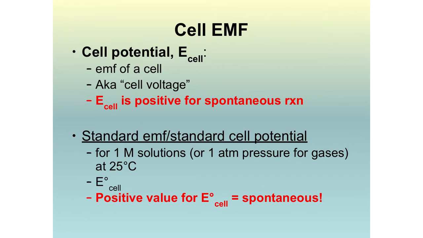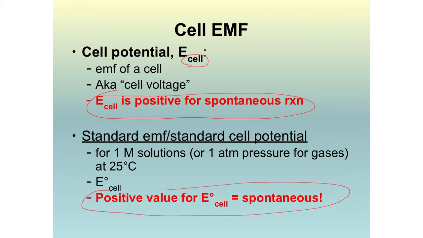Before we get to our examples, just a note on notation. So E is going to be the voltage, and then sometimes you'll see cell written there. That would be the overall reaction for the voltaic cell, or the overall voltage for the voltaic cell. If it's positive, then we have a spontaneous reaction. So that's very important to know.